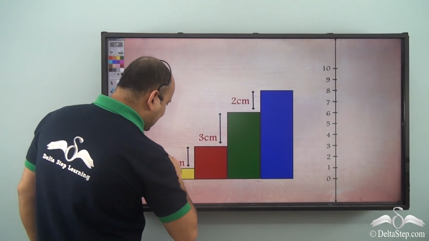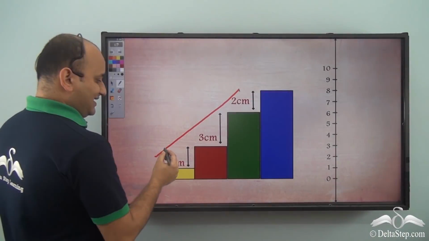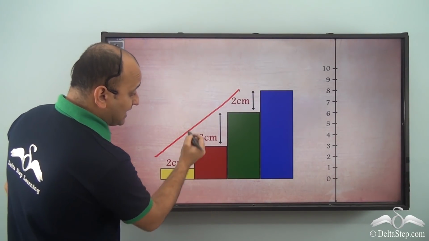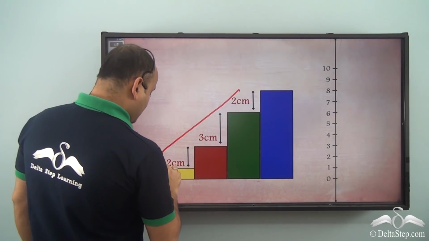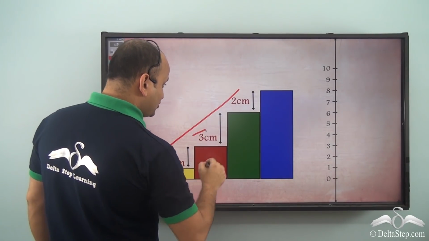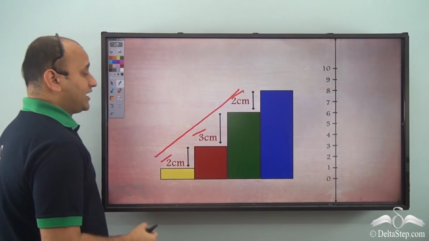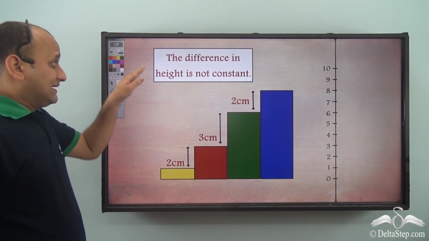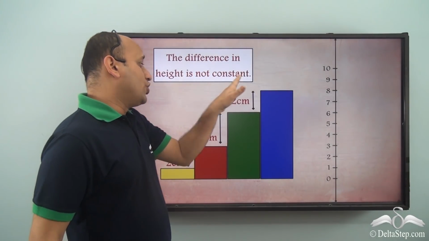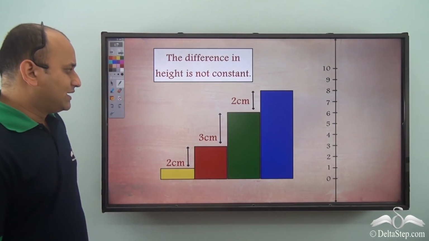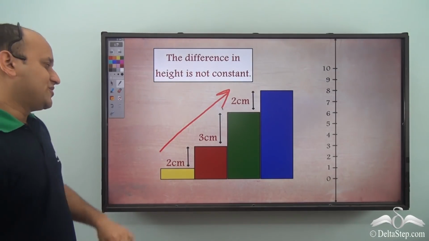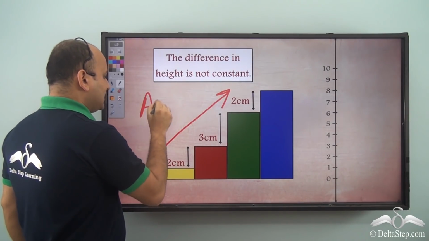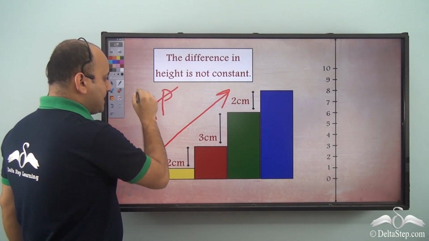So, what type of series do you get? Is the difference between consecutive members of the series constant? Not really. You start with 2, then there is 3 and then there is 2 again. So, the difference in height is not constant. So, is this series in AP? Can you tell me? Not really. This series is not in AP.